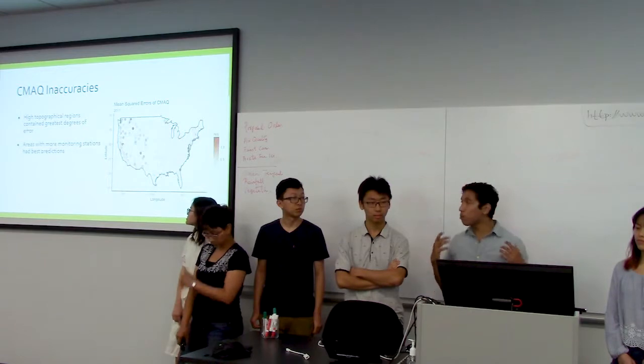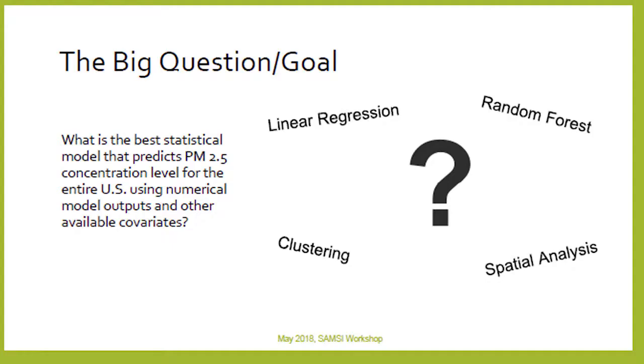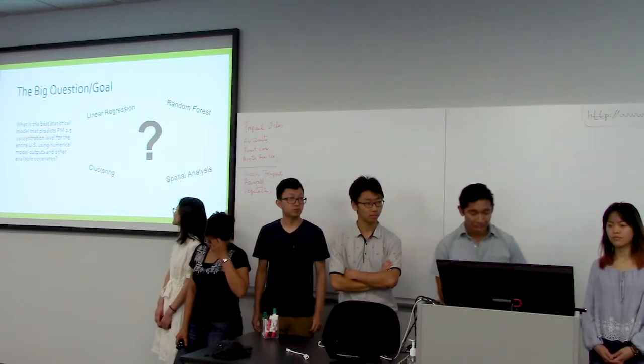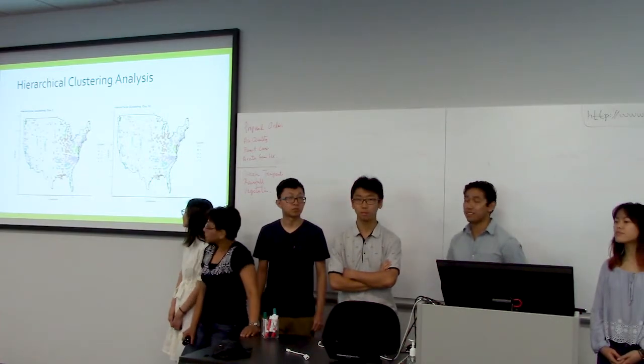So one of the things that we wanted to do as a group is try to do a 1-2 punch. One is to better CMAQ, at least at measuring PM 2.5 levels at the monitoring station locations, but also to form a model that can estimate PM 2.5 levels in areas that are not at the monitoring stations. And to do that, we first started off with hierarchical clustering analysis.